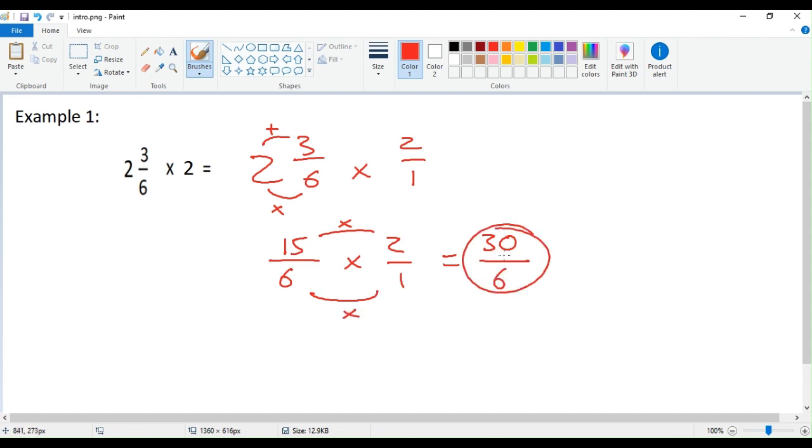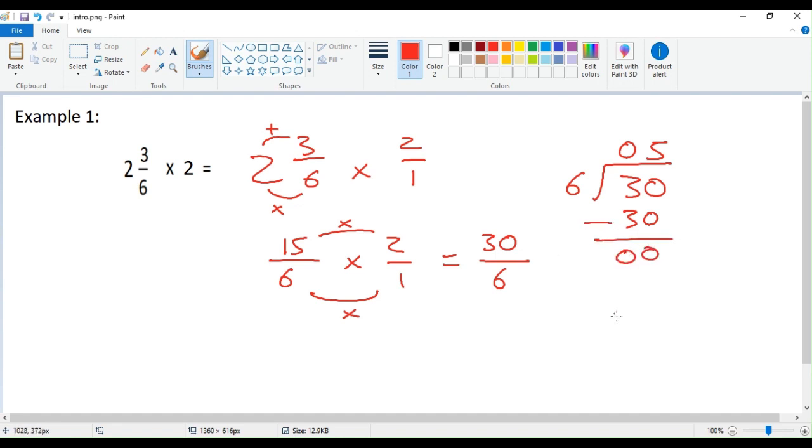And here we have now an improper or top-heavy fraction, which we can change. So you divide the numerator by the denominator. It's 30 divided by 6. Well, I know 6 times 5 gives me 30. So I have no remainders. So the answer for this is just 5. So when you multiply 2 and 3 sixths times the 2, you get 5.